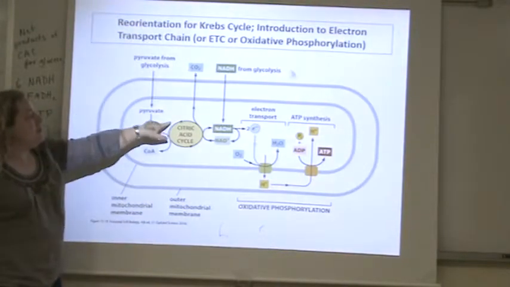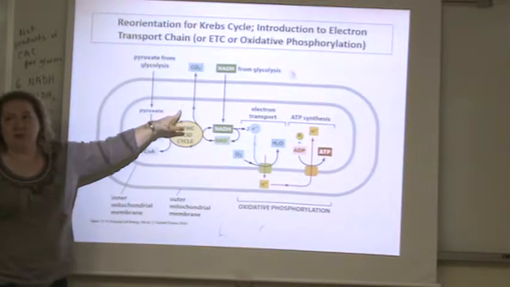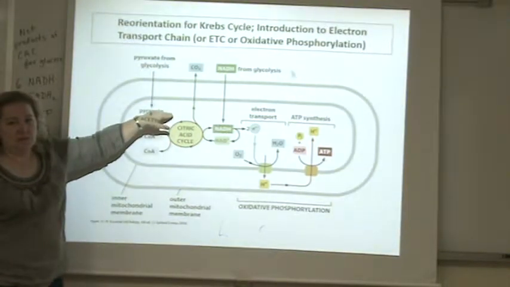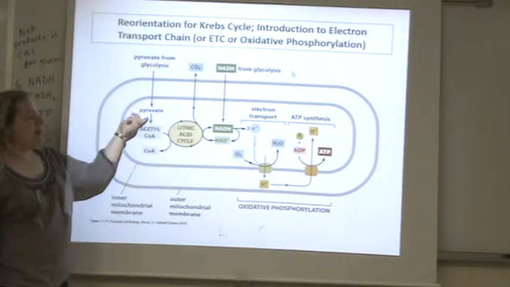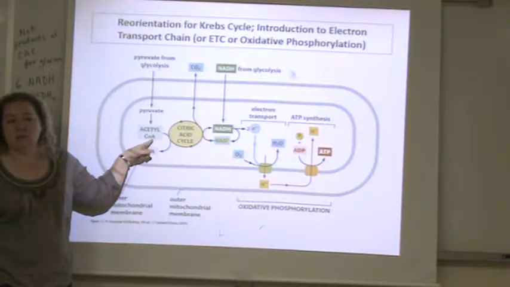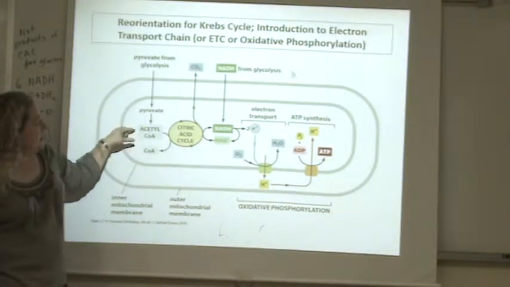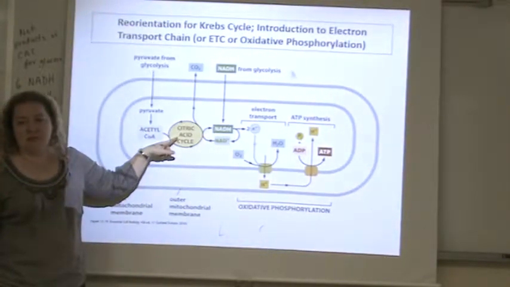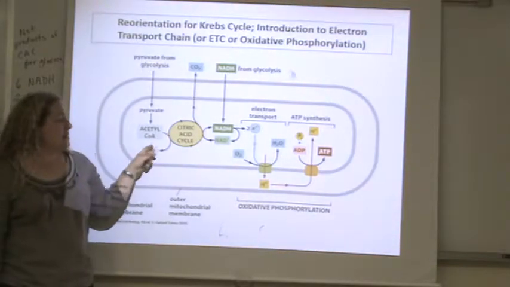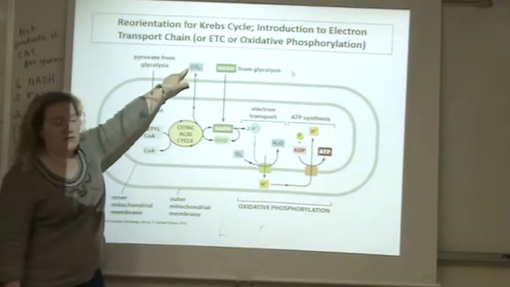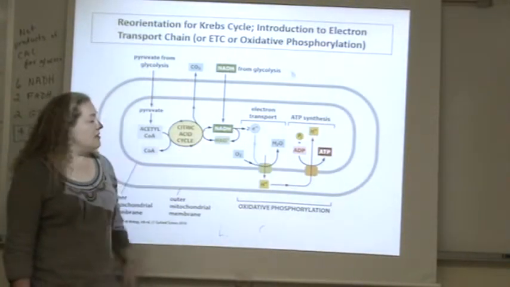Pyruvate has to move into the mitochondrial matrix, which is this compartment. You might add that on here too. Pyruvate has to move into the matrix. It's acted on by pyruvate dehydrogenase in here to make acetyl-CoA in the matrix. And acetyl-CoA donates those two carbons into the citric acid cycle. They combine with oxaloacetate, they make citric acid. And then during that cycle, there's CO2 released, there's some more NADH made, and there's some GTPs made.